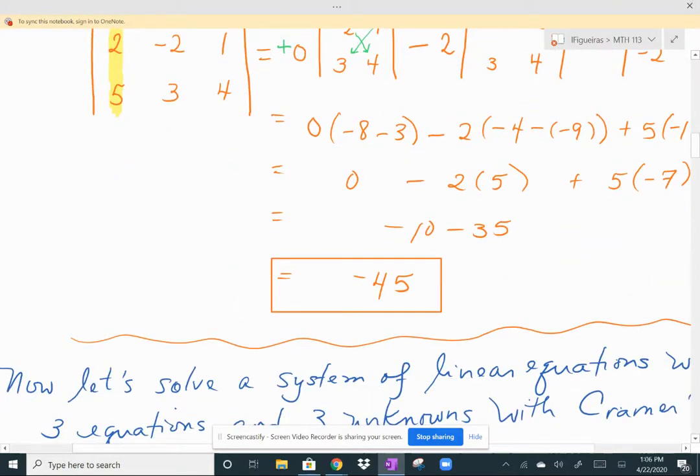Either way is fine. You should just use the method that seems easiest to you.